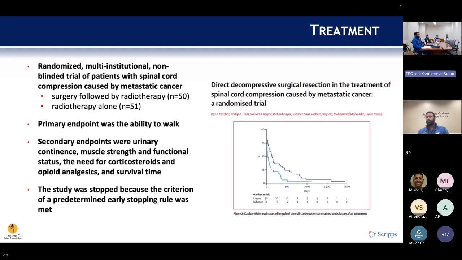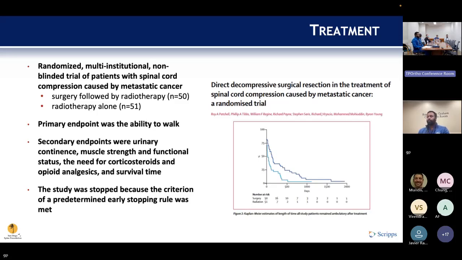It was in Lancet, a randomized multi-institutional non-blinded study looking at spinal cord compression caused by mets. 50 patients had surgery after radiotherapy, and 50 patients had radiotherapy alone with ambulation as their primary endpoint. Secondarily, they looked at urinary function, strength, functional status, and whether or not they needed steroids or pain medication, and of course, overall survival time. The reason they only had 50 patients in each arm, despite I believe their power analysis of having 70 in each arm, was the study was stopped early due to an early stop criterion that was preemptively set.